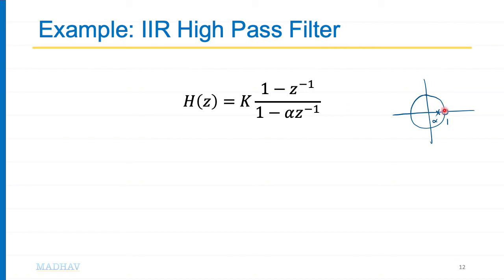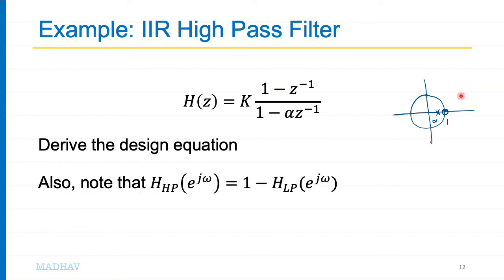But this high pass filter derives from the low pass filter in a different way, and you can derive the design equation. It will be exactly the same as for my low pass filter, but the thing I wanted you to note is that now H_hp(e^{j omega}) is not H_lp(minus e^{j omega}). That would also have been a valid high pass filter, but this is a little different. This is 1 minus the low pass filter, and this is also a valid high pass filter, but a different one.